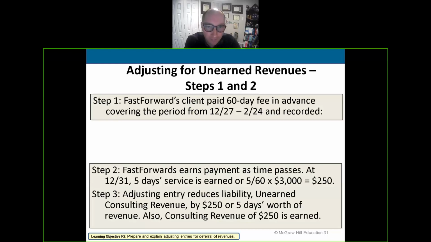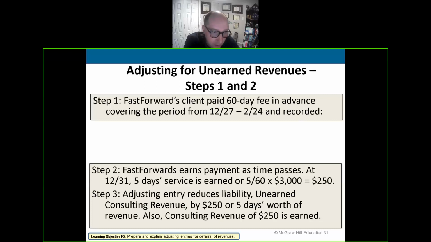So there's a couple steps. First, let's see what we've got going on here. Okay, unearned revenue. So first we recognize what's going on. The customer paid a 60-day fee in advance for covering what appears to be 2 months. So first we recognize what happened.